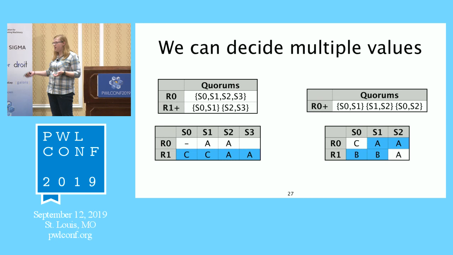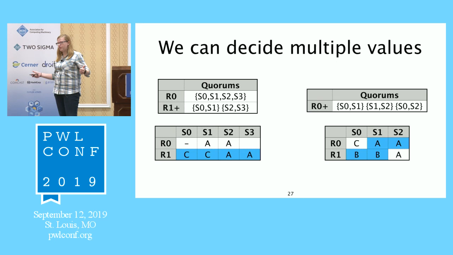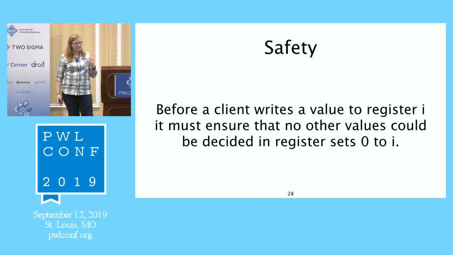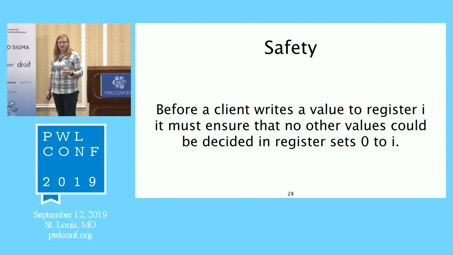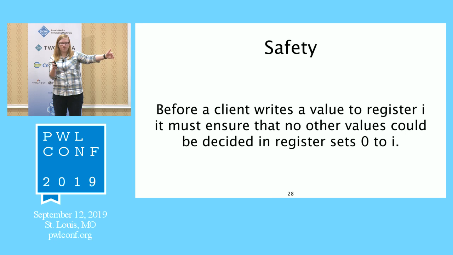So we can't live in this free and happy world where clients can just write to whatever registers they want, and as soon as they see that a quorum contains the same value, they're good to go. We're going to have to place a restriction on when clients can write. And this is that restriction. Before a client writes a value to register I, it must ensure that no other values could be decided in register 0 up to I. So I'm going to write into register I, but it's my responsibility before I do that to check that none of the previous registers could decide a different value. So everyone has to check that they're not violating safety. Each of the clients needs to make that check, and then overall, we're never going to get 2 different decisions.